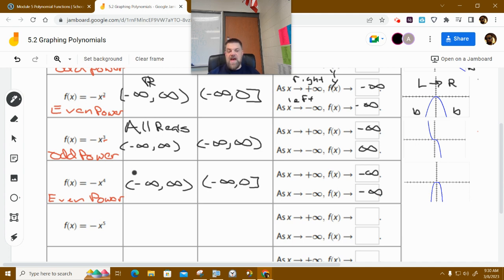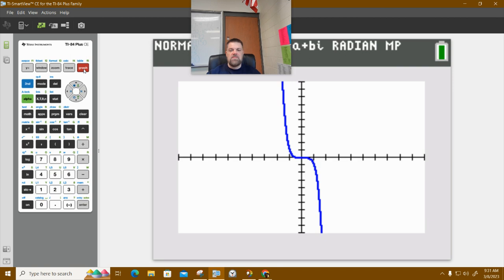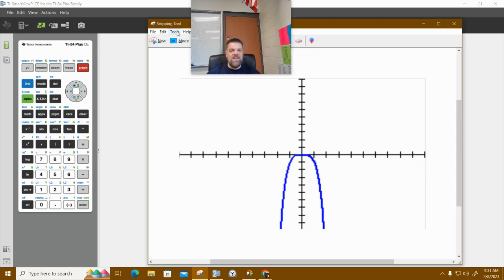We know that this is 5, which is an odd power, and we know that the odd powers are going to have kind of an S shape. It'll be a little different. So let's go ahead and graph that. If I come in here and change this to 5, and I hit graph, it's pretty much the same thing, but it's not as curved. It's a little more squarey. I don't know if that's the right word.